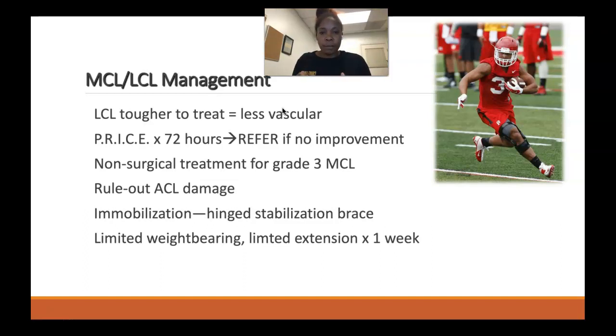So in terms of its treatment or its management, it's actually pretty simple. It's going to be that PRICE. So we're going to protect that patient by kind of splinting them into a knee extended position. And by doing that, just think, if they're in an extended position, then essentially what we're doing is just taking off the workload of that ligament.